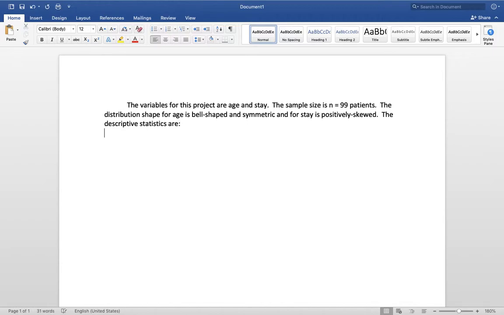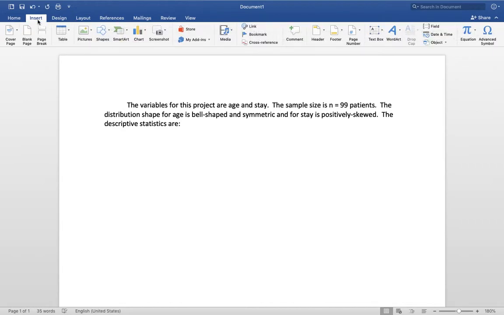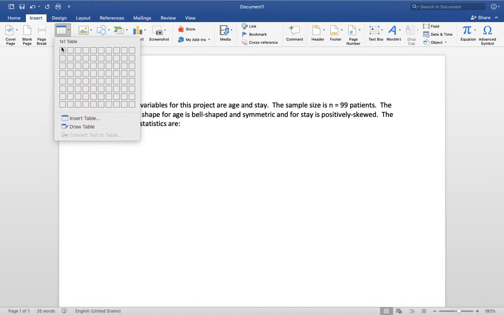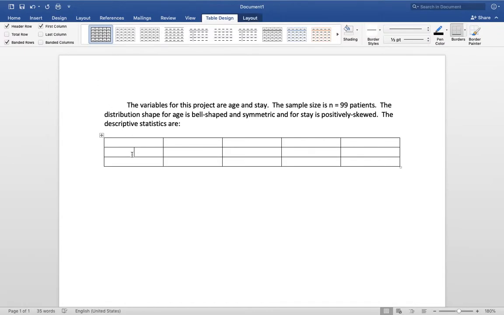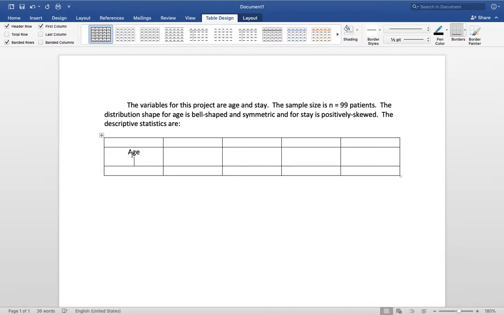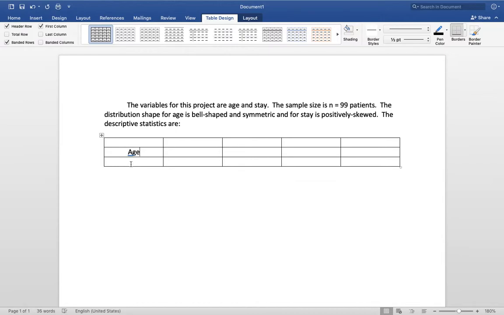The descriptive statistics are, and guys, what you want to do here is insert a table. And our table needs to be a 3 by 5? So I have age, and I have stay. So I have the mean, the median, the standard deviation, and the IQR.